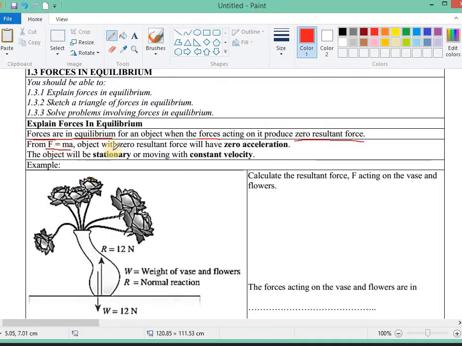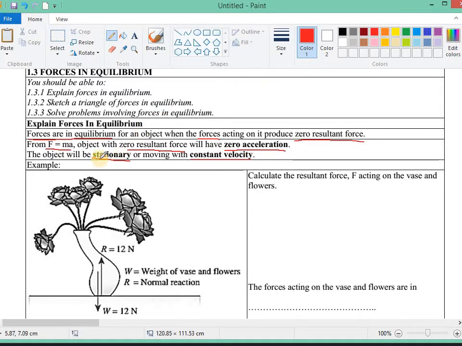From F equals ma, an object with zero resultant force will have zero acceleration. That means when forces are in equilibrium, the acceleration of the object will become zero. The object will be stationary or moving with constant velocity. That means if the object at the beginning is stationary, then it will continue to be stationary. If the object originally is moving with constant velocity, then it will continue with its original velocity, continue to move in a straight line. Okay, so that is the motion of an object where forces that act on it are in equilibrium.